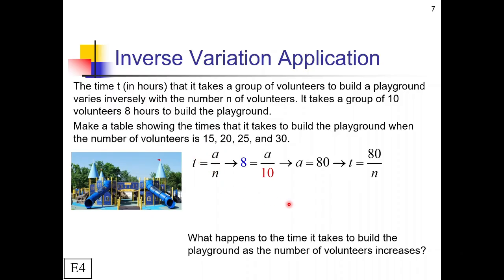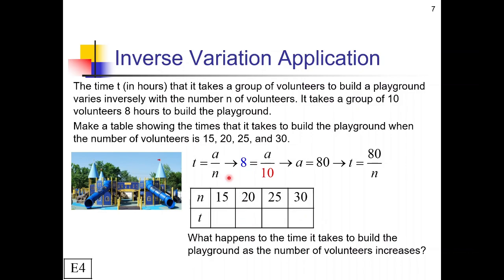And now they want us to plug a bunch of numbers into this basically and write a table. So let's go through and do that. Here's a table with my 15, 20, 25, and 30 n values. And let's plug each of these in. So 80 over 15 is whatever it is. We could reduce it, I guess, by 5s. That would give us 16 over 3. 80 over 20 gives us 4. 80 over 25 is going to give us 16 over 5. And then 80 over 30 is a little bit easier. That's going to give us 8/3.